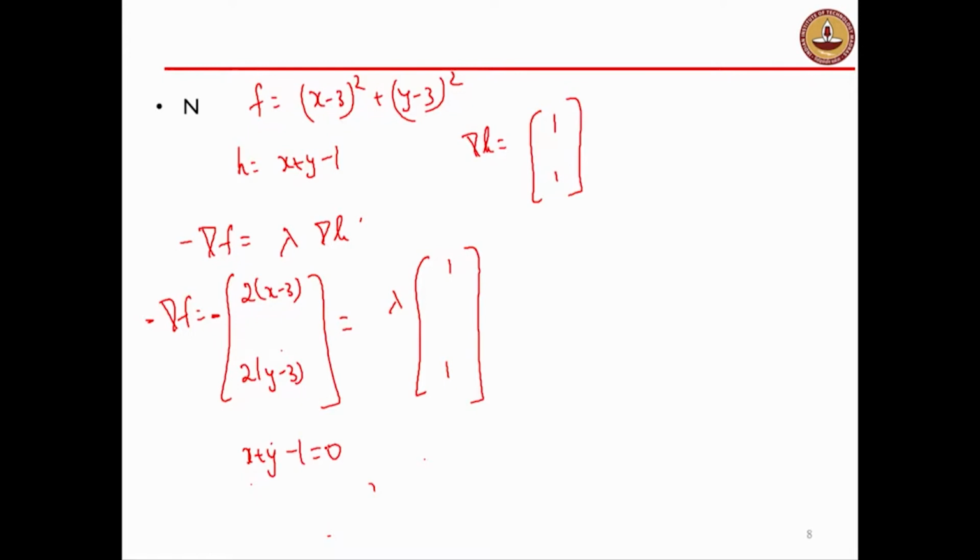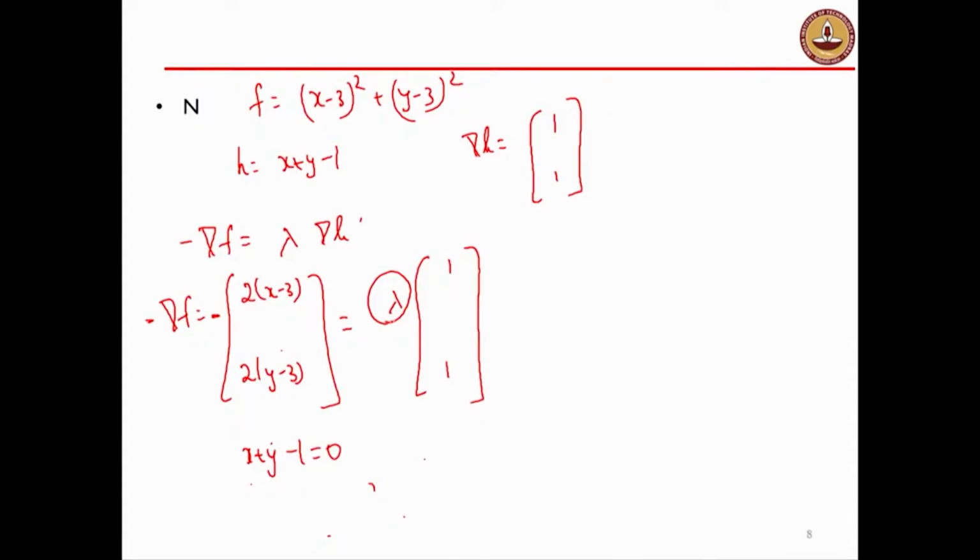So there are 3 equations, 3 variables. And in this case they happen to be linear, so you can use any technique to solve linear equations and you can find the solution. It also automatically gives me the scalar lambda. This scalar is going to be called the Lagrange multiplier. Lambda is called the Lagrange multiplier.